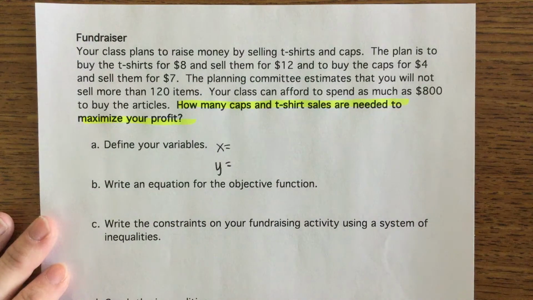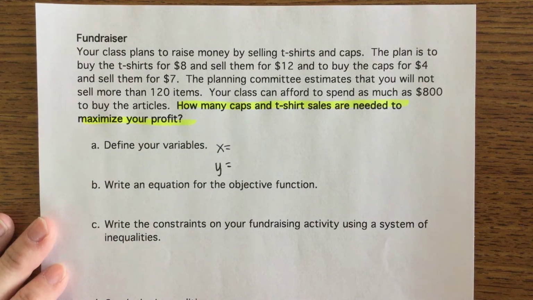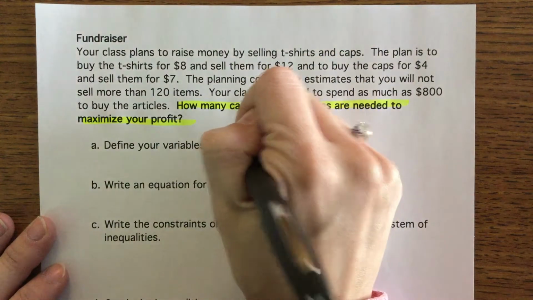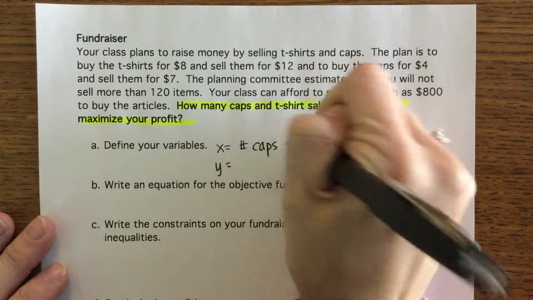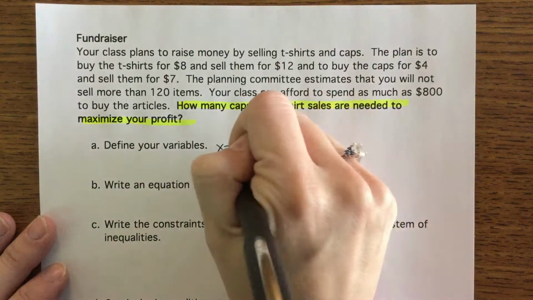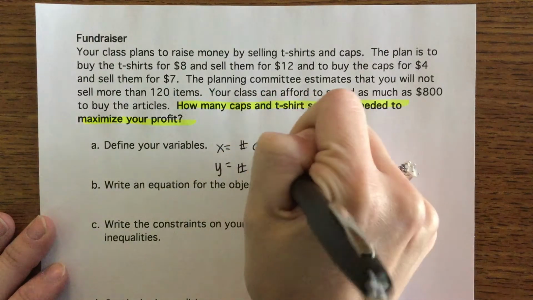Now, if you write caps and t-shirts, am I going to accept that? No. Caps, X is the number of caps sold, or that I need to sell. Y is the number of t-shirts.